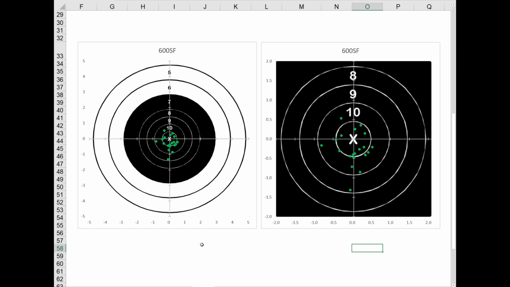What I can do is, this is the output of the actual shot on target. But one thing I can also generate is the group based on just marksmanship, and then also marksmanship with the equipment added. And I'll talk about that in a minute.